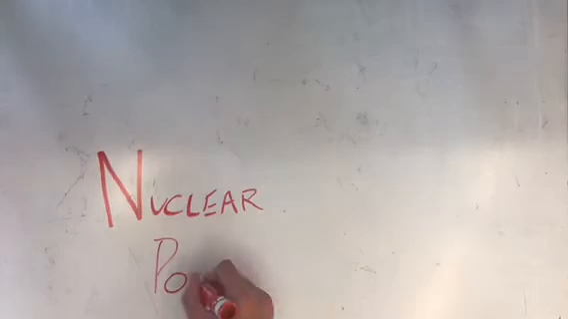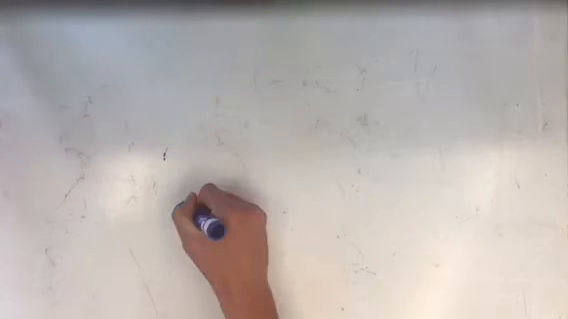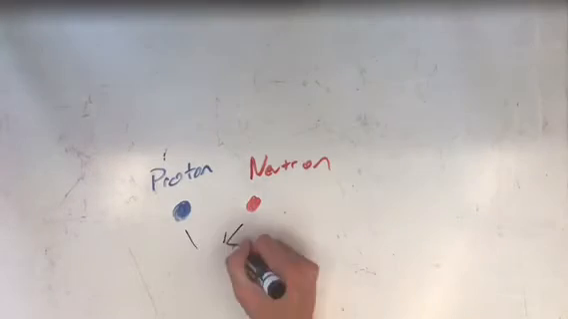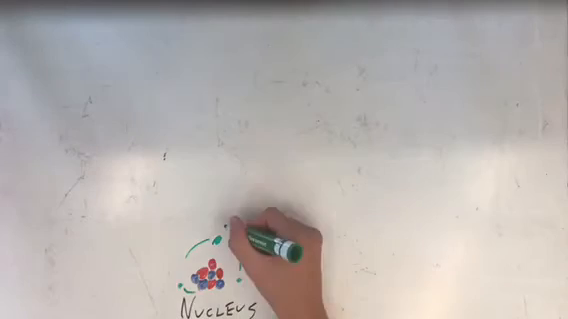Nuclear power is pretty common and often the topic of discussion, but how do we get energy out of a nucleus? First, you need to understand the parts of an atom. Protons and neutrons are held together by strong nuclear force to make the nucleus, and electrons orbit the nucleus.